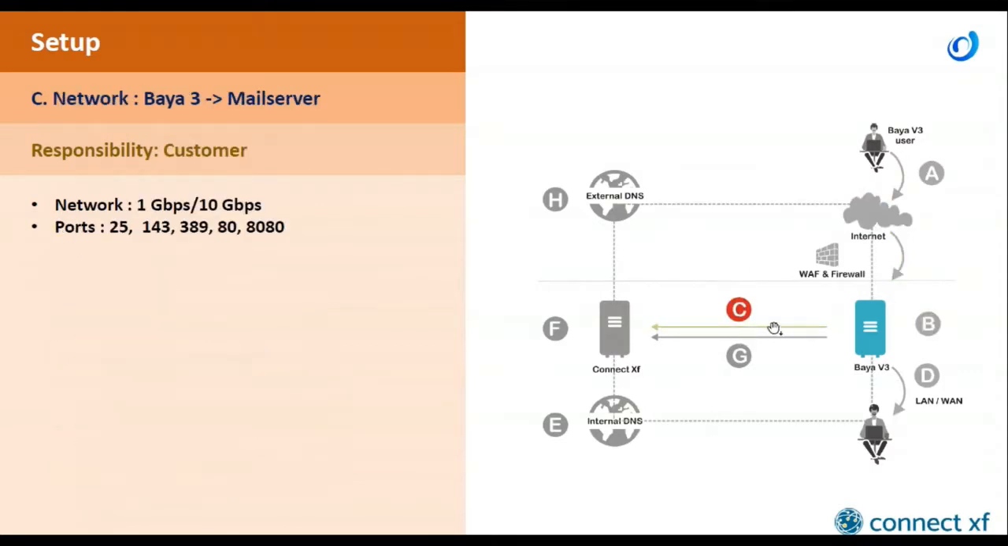Next, in part C, the BIA v3 server will be connected with the ConnectXF, that is the mail server. For this, the network required will be 1 Gbps or 10 Gbps, and the ports to be opened are 25, 143, 389, 80 and 8080. All these ports need to be opened between the BIA v3 server and the ConnectXF mail server.